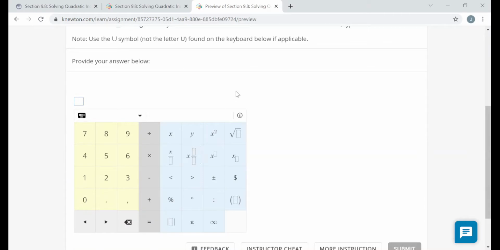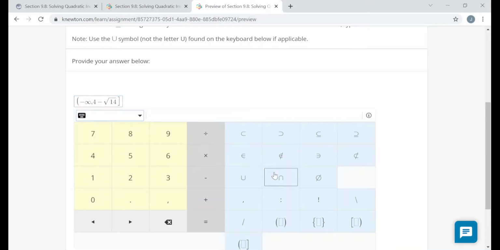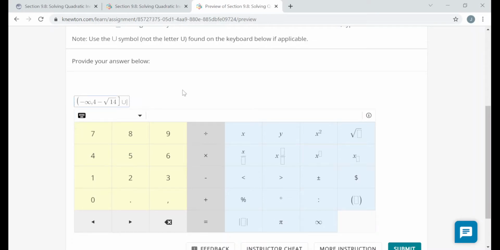Right, so this first one, from negative infinity, comma, and then 4 minus the square root of 14, bracket, then the union symbol, and then left bracket, and then 4 plus the square root of 14, comma, and then infinity, parentheses, and that should be good.